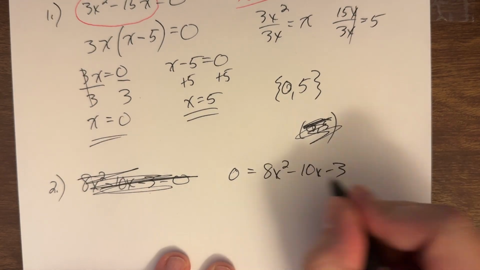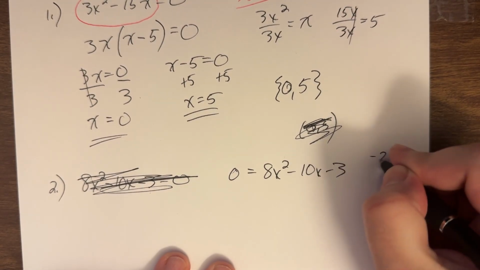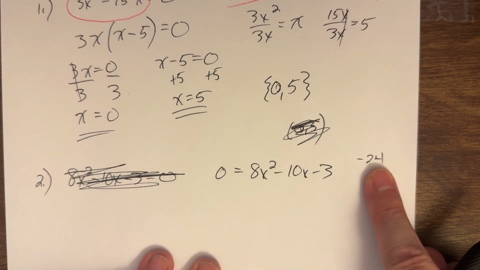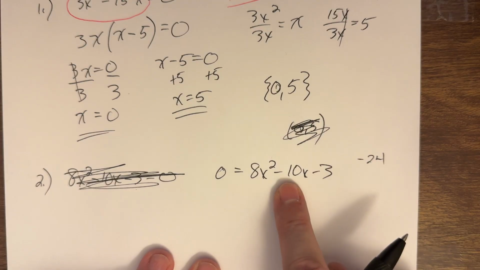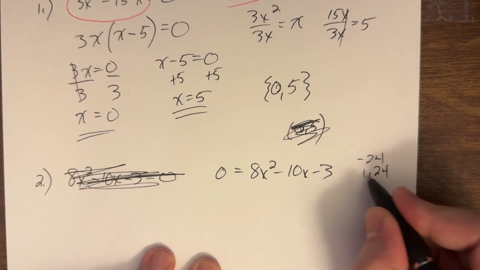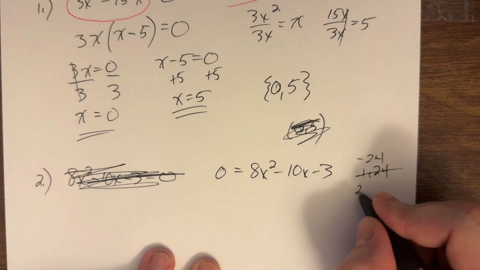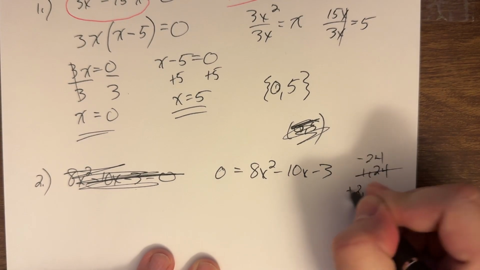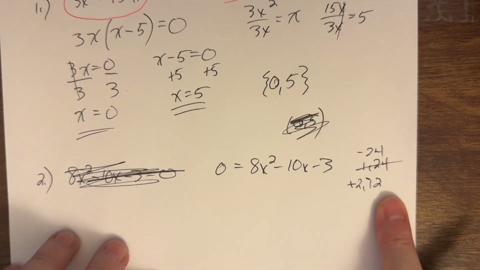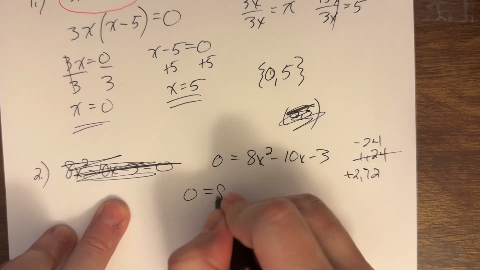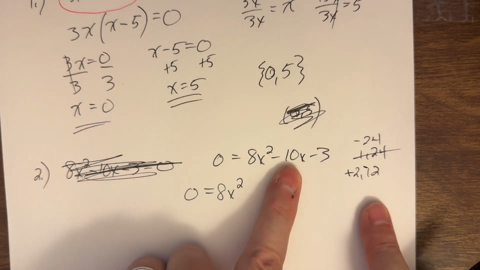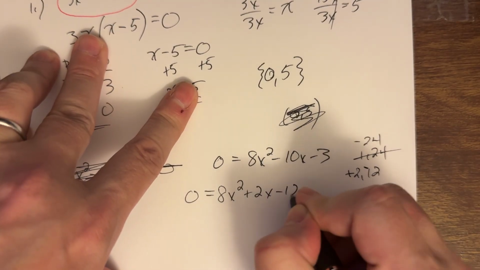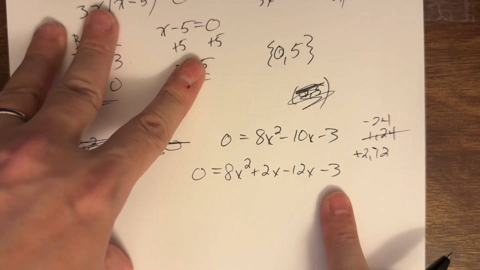I will look at the grouping number. 8 times -3 gives me -24. What multiplies to 24 and subtracts to 10? Well, 1 and 24 would subtract to 23, but 2 and 12 would subtract to 10. I need it to be a -10, so a +2 and a -12. The 8x squared stays. I'm breaking the middle term into these two. I'll get a plus 2x minus 12x minus 3.